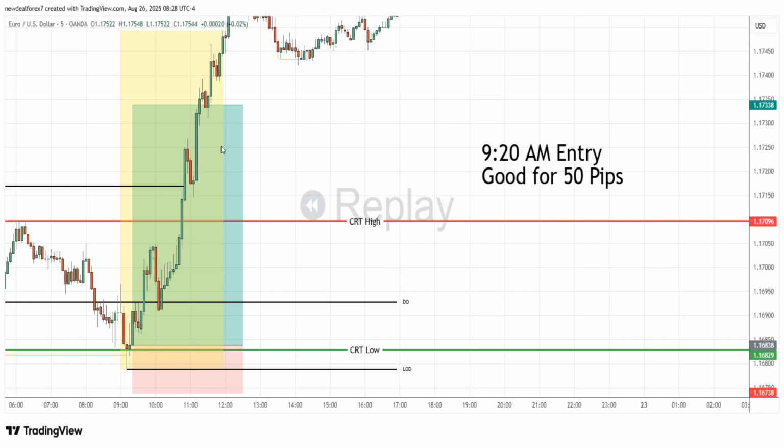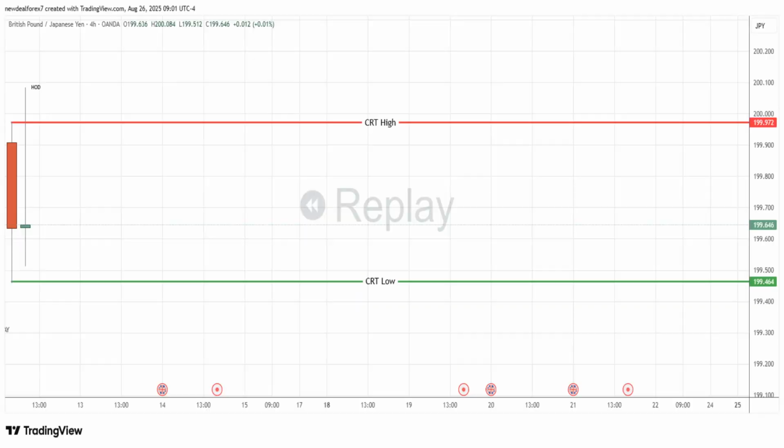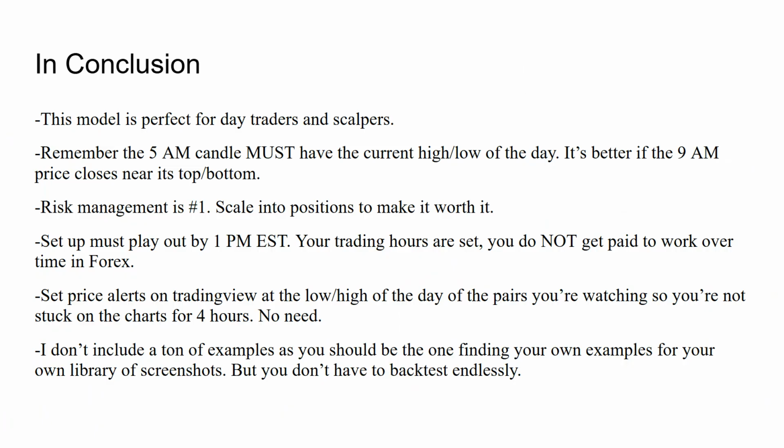So get about 10 long examples and 10 short examples that all take place between 9 a.m. and 1 p.m. Refer to them every now and then. And then if you adopt this model, it'll come to you like second nature. Okay, that's really it. So that's the 5-9 model.